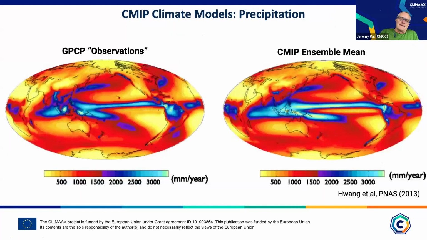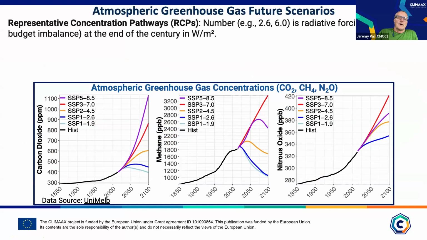Just to give you a little idea of how these models spatially represent precipitation, on the left we have the observations from the GPCP, and on the right are CMIP5 ensembles, the previous generation of the CMIP models. You can see in general, at least if you squint your eyes, they do a pretty good job of representing the observed distribution of precipitation.